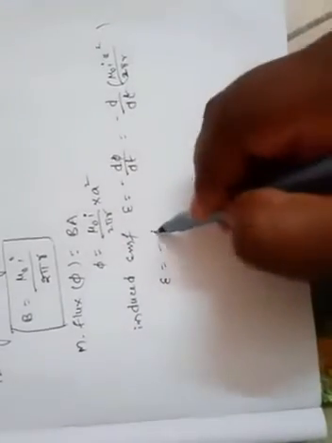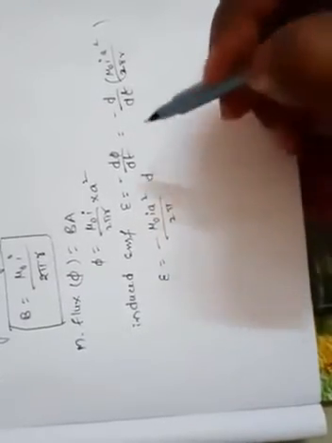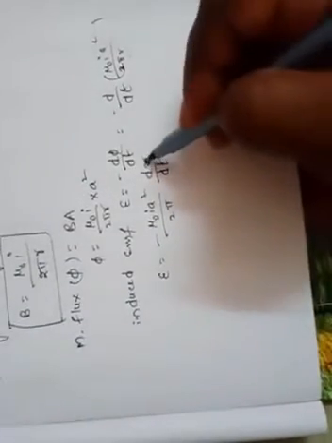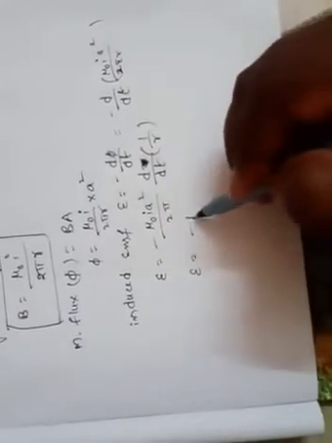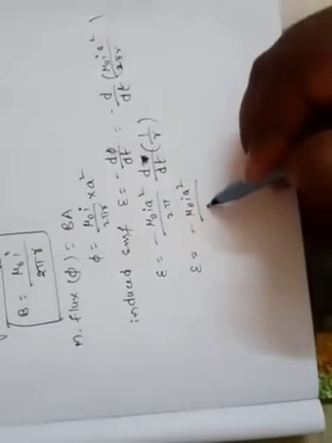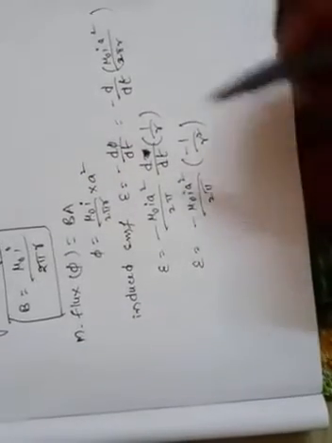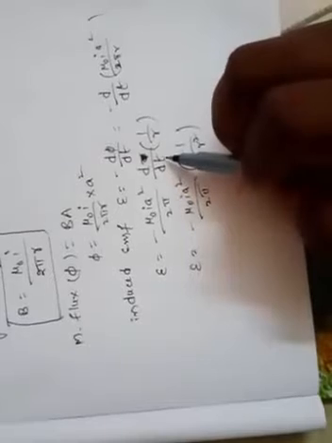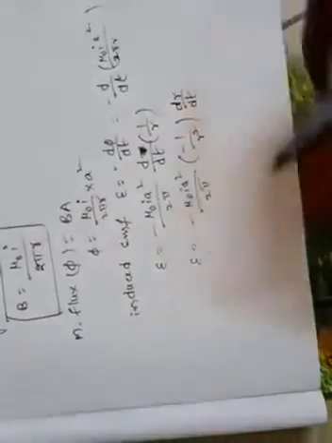Minus, all these constants, we will write mu naught I A square by 2 pi, d by dt of 1 by R. So epsilon is equal to minus mu naught I A square by 2 pi. So what is the formula? Minus 1 by R square. And here the differential variables are different. Here it is R, but here it is T. So we'll write dR by dt. One more time, we are differentiating because the variables are different.